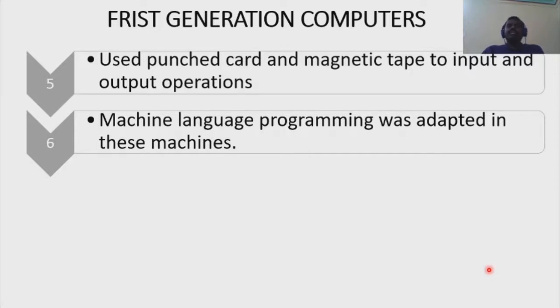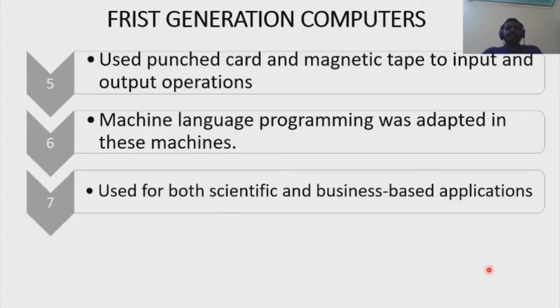Anything at zero voltage is considered zero, and anything other than zero is considered one. That is why these are called digital, because digital uses only the binary number system, in which we have only either 0 or 1. So machine language was introduced in the first generation, used for both scientific and business based applications.